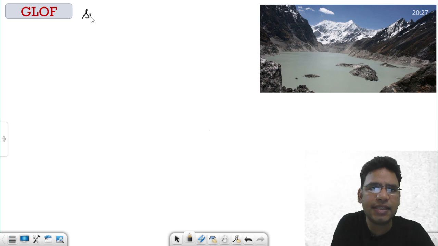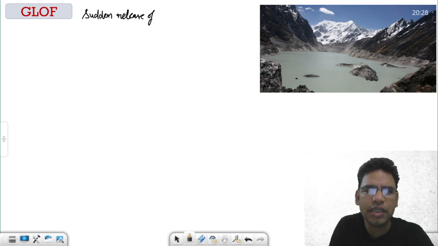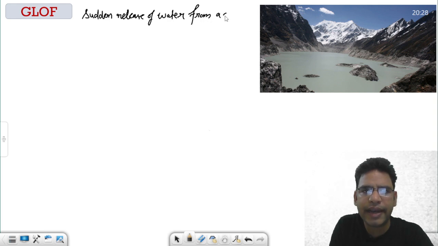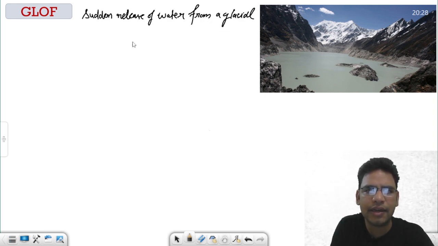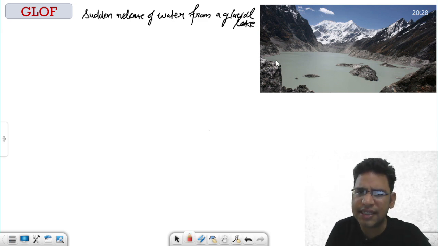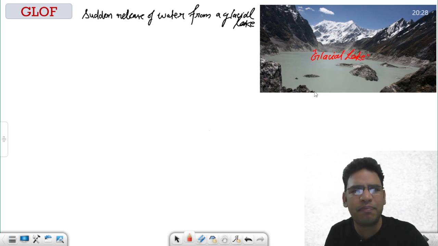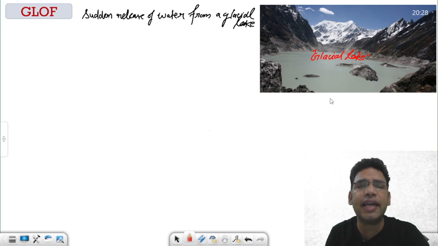So what is this? This is basically sudden release of water from a glacial lake, right? This is the definition of GLOF. It is a glacial lake, and if it breaks down, if these dams are broken down, it will release a huge amount of water, and this will cause flash floods. This is what a GLOF event is basically.